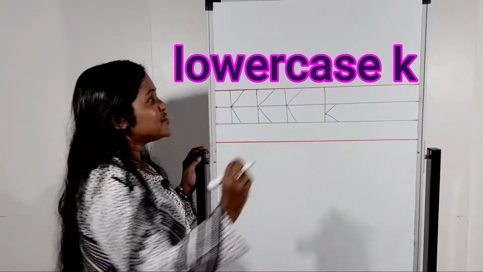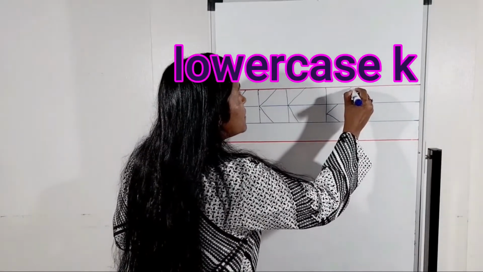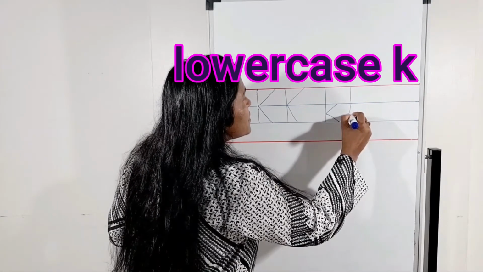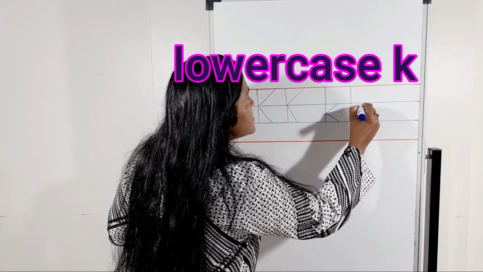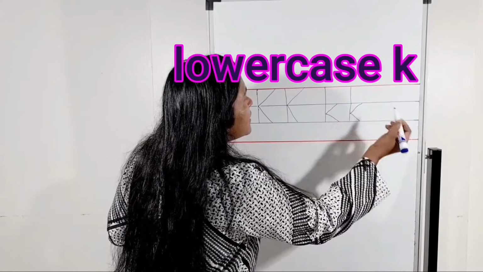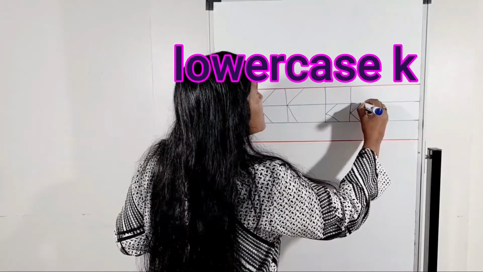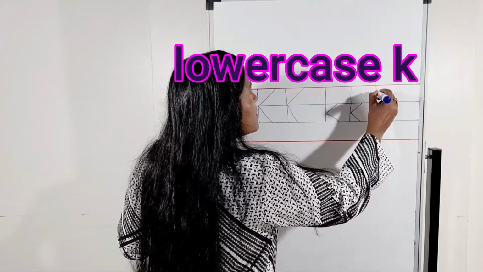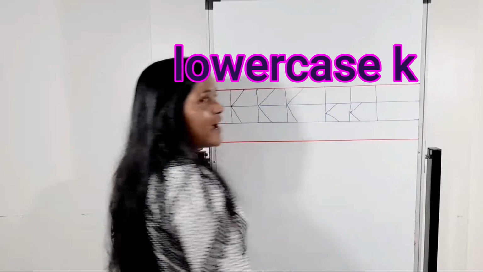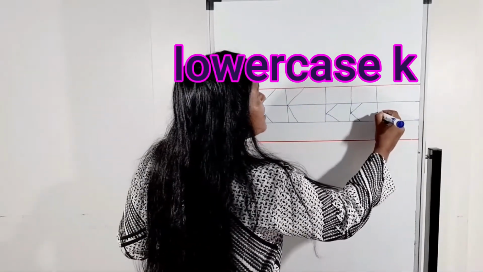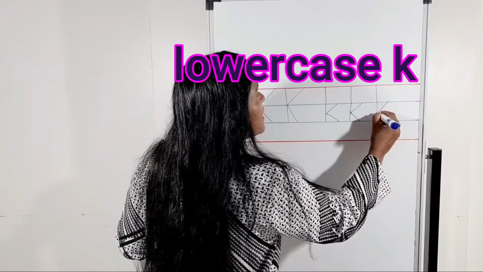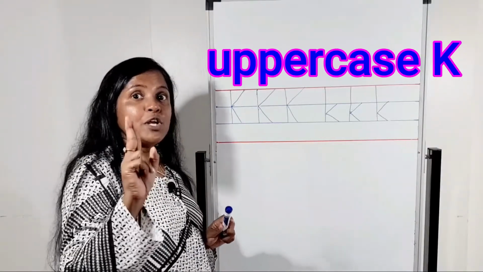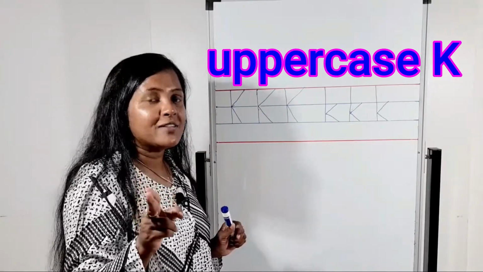One more time I will show you. Standing line, go back to the middle of the tummy lines, slanting line and slanting line. One more time. Standing line, yes, middle will make a slanting line and slanting line. Are you ready to practice with me? We'll practice both the letters together.